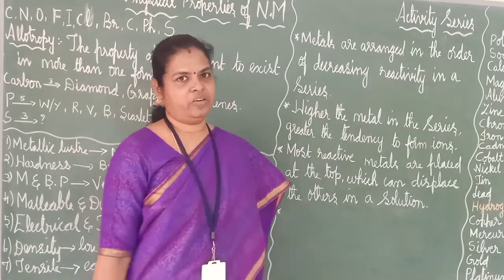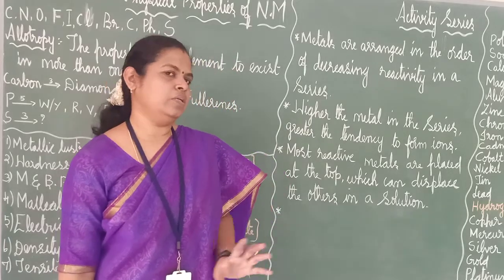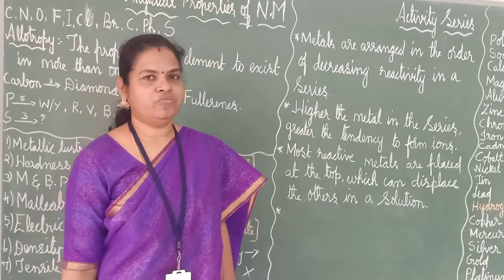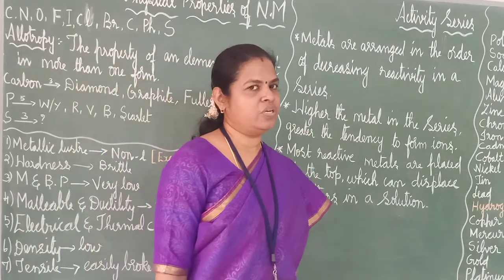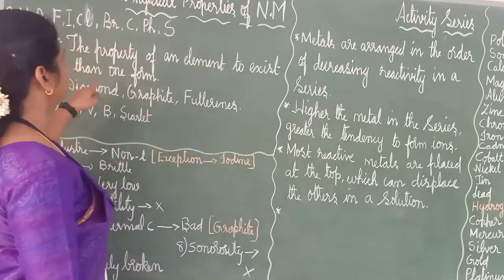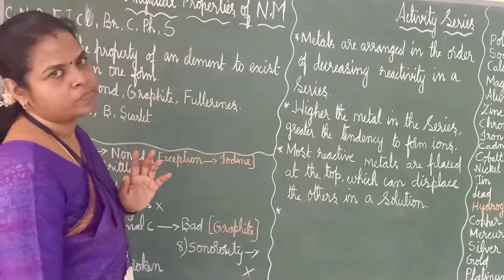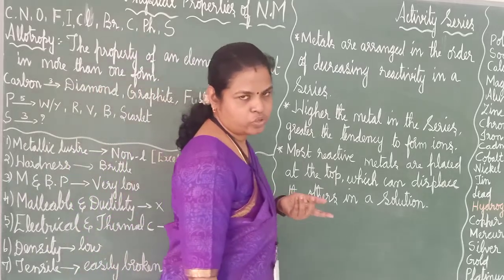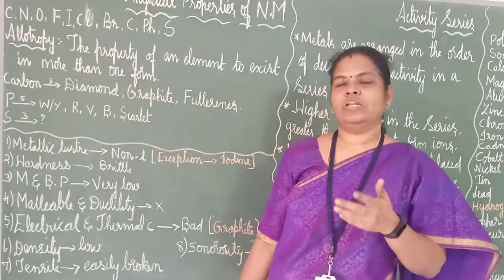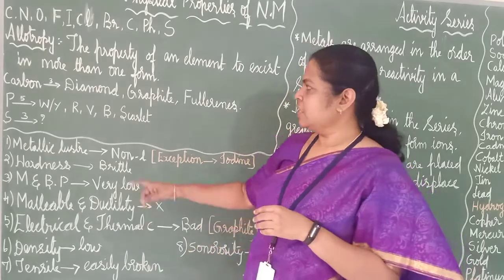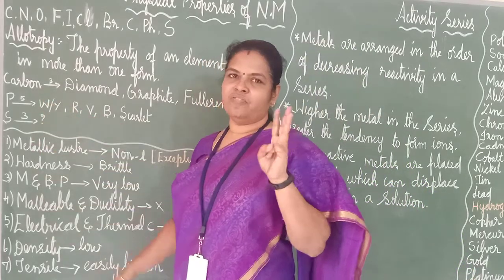Allotropy is a property of non-metals. Okay. All the non-metals or some non-metals will show allotropic forms. You want to know what is allotropy? See the definition: the property of an element to exist in more than one form. Metals will not show allotropy, but non-metals will show allotropy. In the carbon chapter, you will be studying that. There are three forms in carbon.